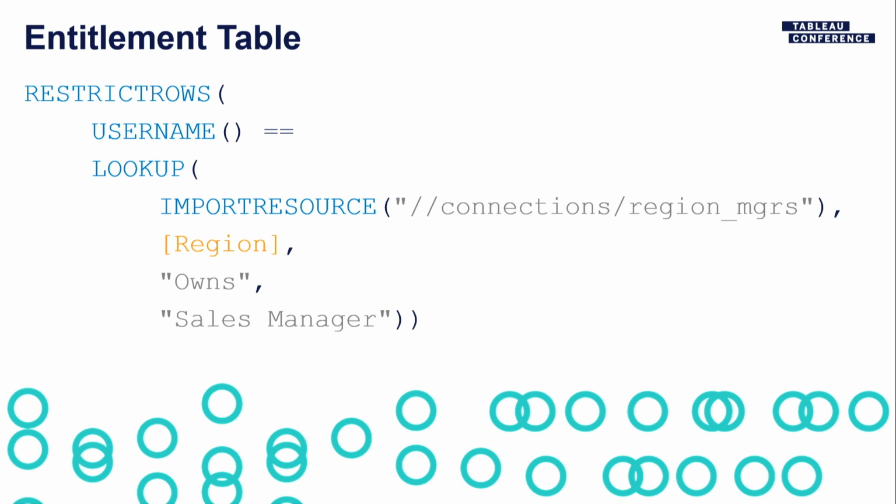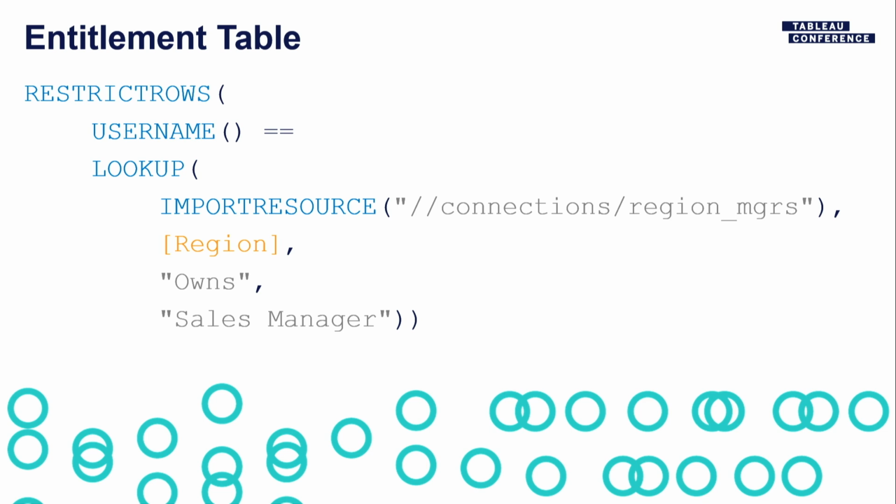So you may have something that looks like this, where you look up the values from another table to use in your policy. So we import the entitlement table. Then we specify the relationship between the tables. We say that the region column in one maps to the owns column in another. And then we specify that we want to compare the username with the sales manager field. So this is similar to the example that I gave you before, just in a slightly different policy language.